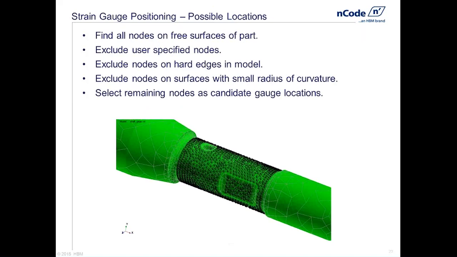So you can see here we have some fillets, we have some edges, that kind of thing. We're obviously not going to put strain gauges on bent surfaces, so the algorithm will ignore those. Fourth, exclude nodes with a small radius of curvature.